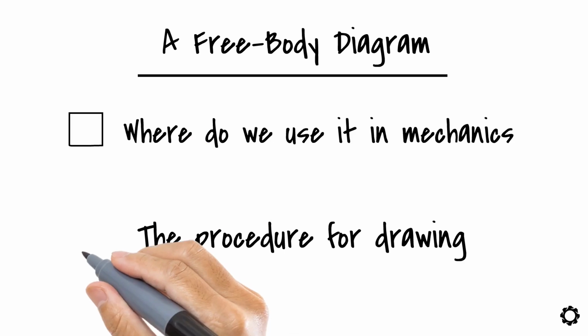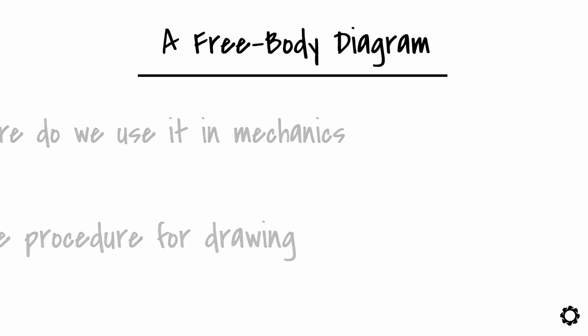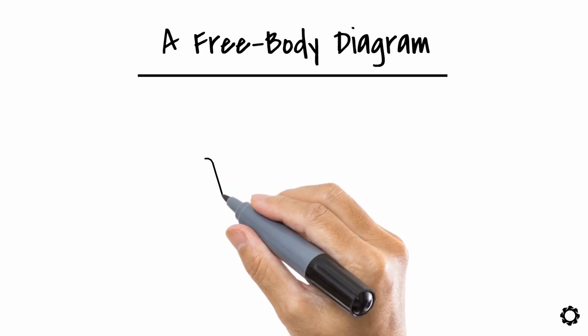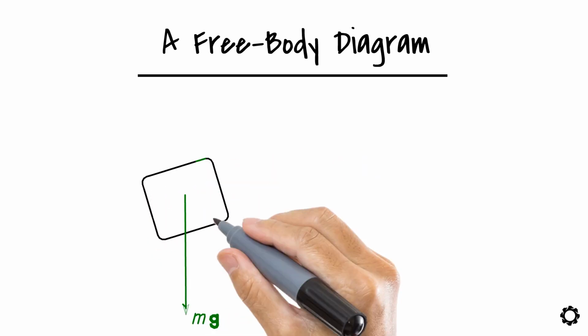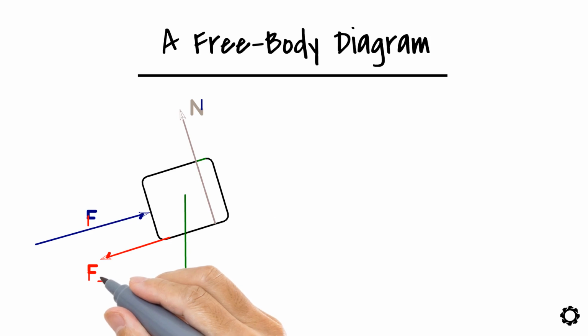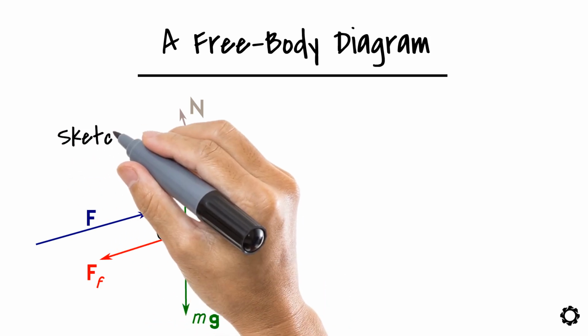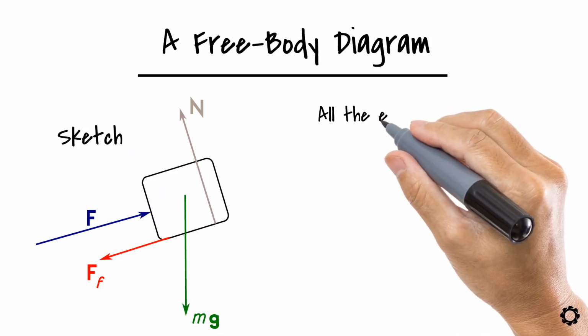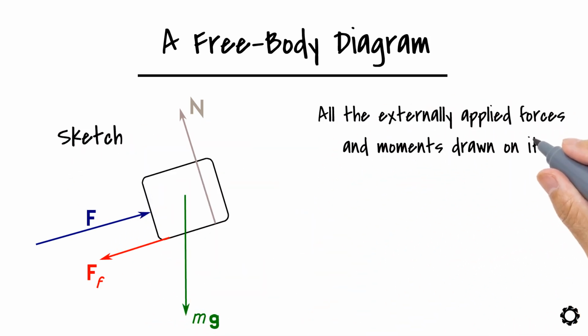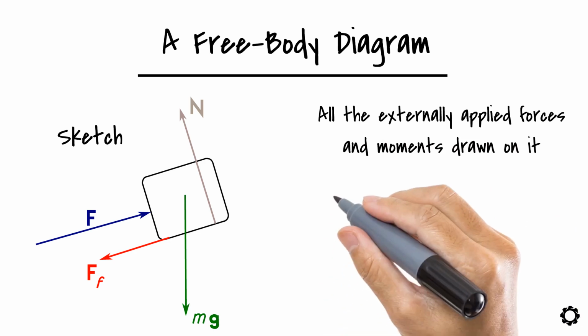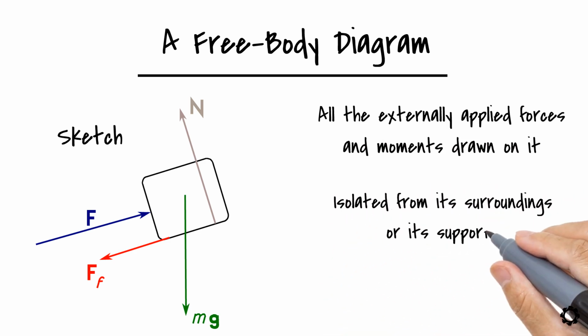Let us get started. Some of you may remember from your earlier studies, a free body diagram is used to take into account all the known and unknown forces and possible moments that are applied on the observed object, which can be a particle or a rigid body. So as you see, a free body diagram is simply a sketch about the object with all the externally applied forces and moments drawn on it, and in which the object is isolated from its surroundings or its supports.